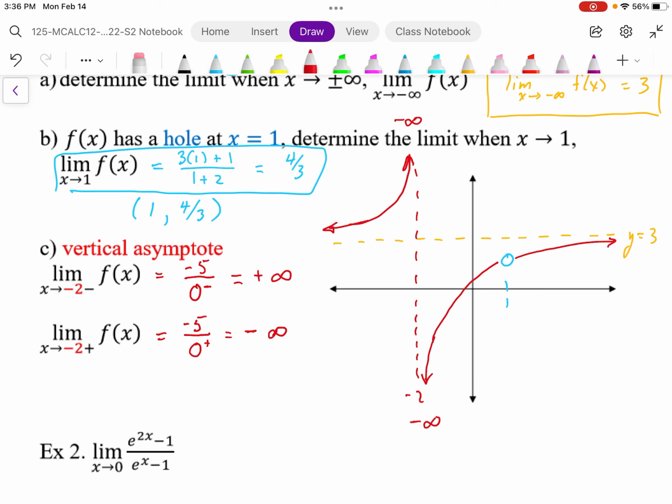I've used my limits to establish my vertical asymptotes, my horizontal asymptote, and my hole. Okay, so this is using the limit notation, formally, to do things we've done before.